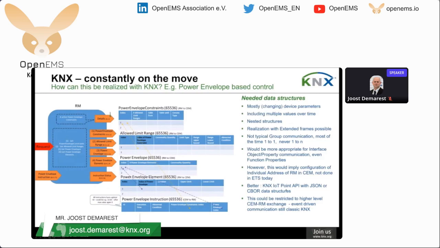This would mean that the future KNX IoT point API, where there is a possibility to translate these structures in JSON format, and where devices communicate with devices rather than group objects with group objects, would be more appropriate. Maybe in the future we will see two types of communication: device to device communication, and event-driven communication would still use classic KNX.